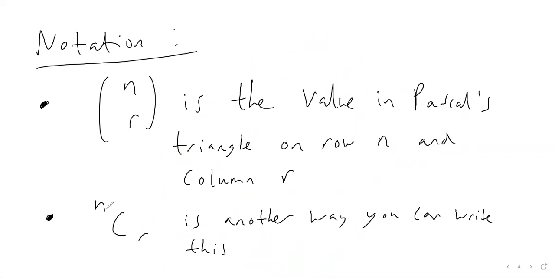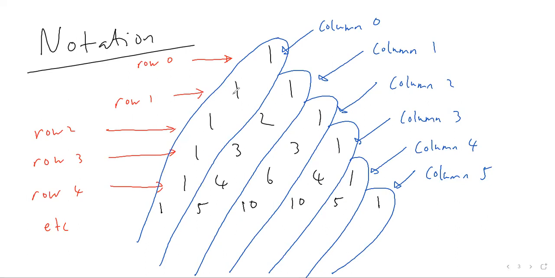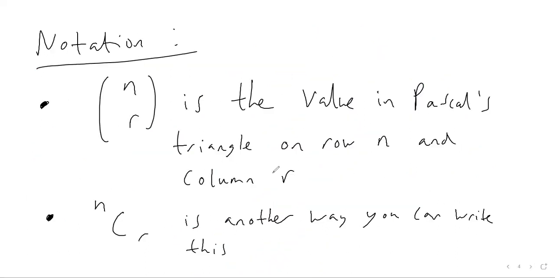Or you could also see this notation here, nCr. Again, we'll come on to why there's a C there in a minute. But nCr is another notation that you could use to write this. Again, the nth row, the rth column. So the number that is in row n in our triangle and column number r in our triangle would be this number here.